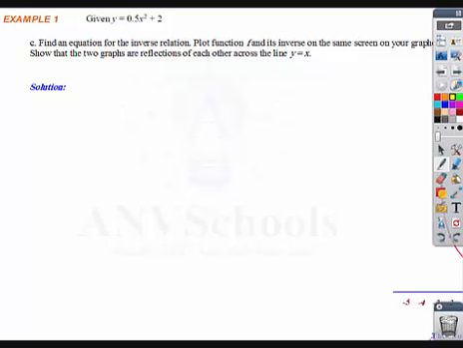So how do we get it? Let's begin by doing it algebraically. We have y is equal to 0.5 x squared plus 2, and therefore this is our original function. To get the inverse, just interchange x and y, so that we will have x is equal to, they have the same color.